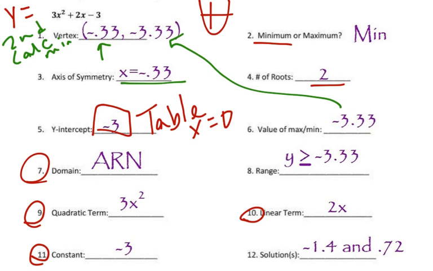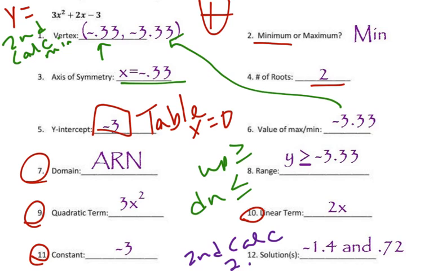The range, since it opens up, is greater than or equal to. If it had opened down, it would have been less than or equal to the number from the y value of the vertex. So that gets everything except for your solution. To find your solution, you're going to do second, calc, number 2 for 0. You have to do this 2 different times, once for each solution. That's all of the problems dealing with that function.